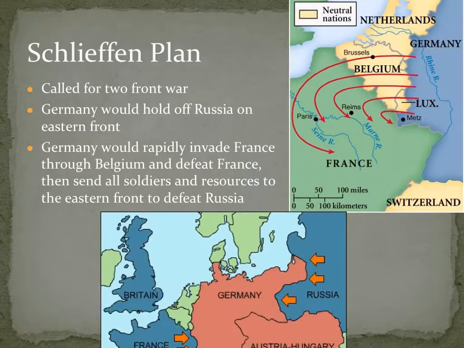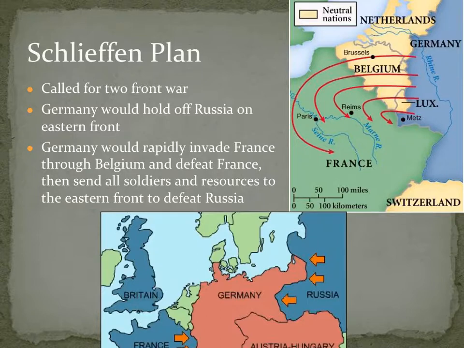And so this plan that they already have in place says that since Russia is going to be the bigger threat, Germany is going to try to hold off Russia in the east for a little while and then quickly defeat Britain and France in the west, and then they can focus all of their attention back on the eastern side. So the Schlieffen Plan said, like you see in the map at the top, that Germany should quickly invade France through Belgium and defeat France, which they think is going to be not so much of a problem. Then once they do that, they can send all their soldiers and resources back over to the east to fight against Russia.